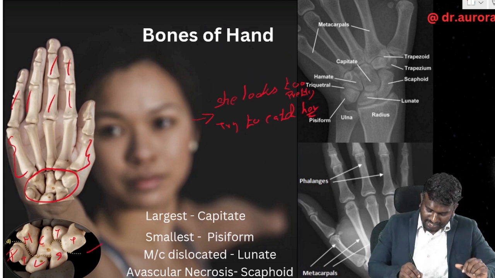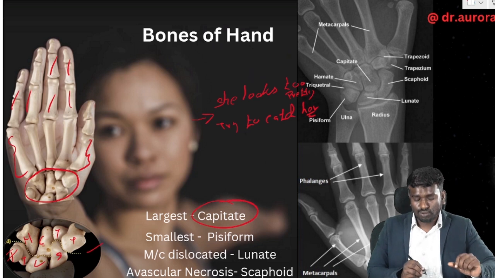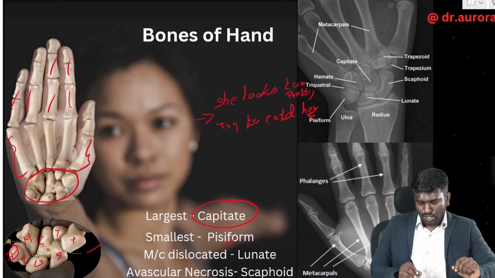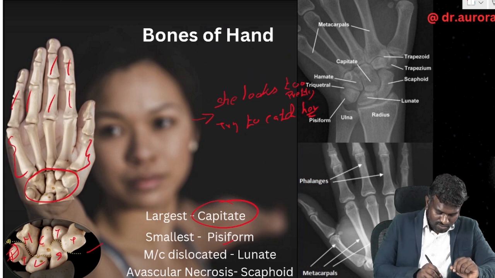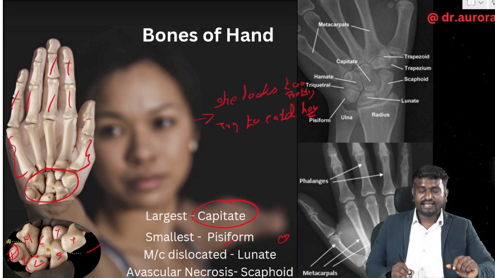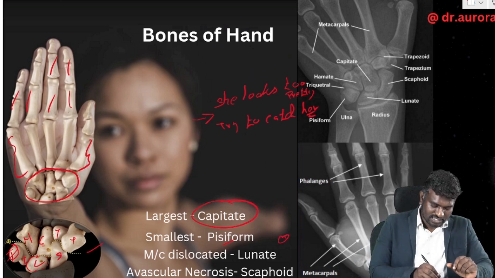Capitate is going to be the largest carpal bone. Next, we have pisiform. Pisiform right over here is going to be the smallest carpal bone. Most commonly dislocated is going to be this bone right over here. This is called as what? Lunate. Yes, please remember. And avascular necrosis happens in the scaphoid bone.